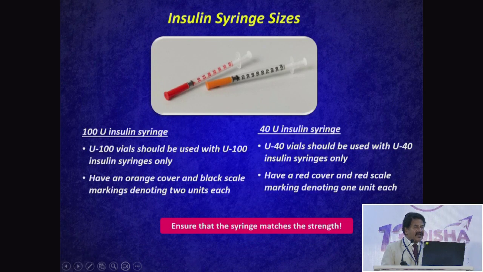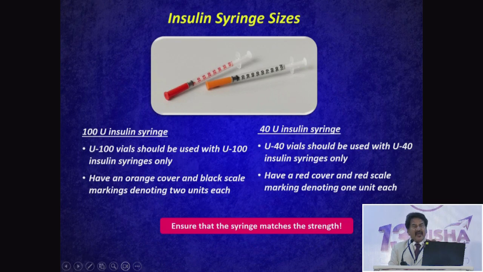Insulin syringes. In the last 10-15 years in India, we have both the U40 vials and the U100 vials. In Western countries, only U100 vials are available, so there is no problem: one strength, one syringe. Whereas in India, both U40 and U100 are available. You have to educate the patient.